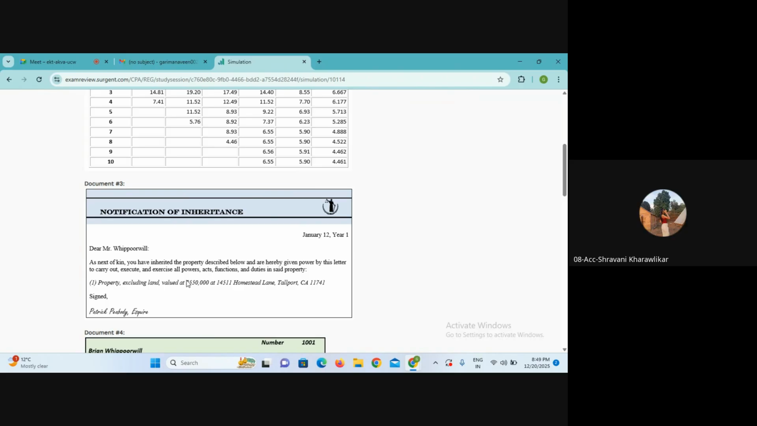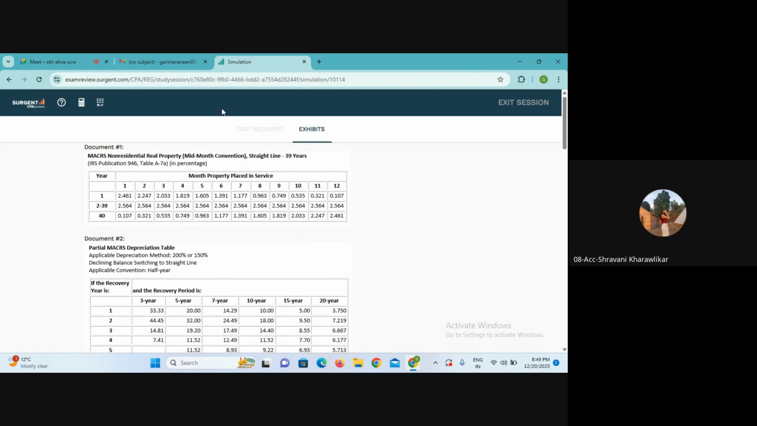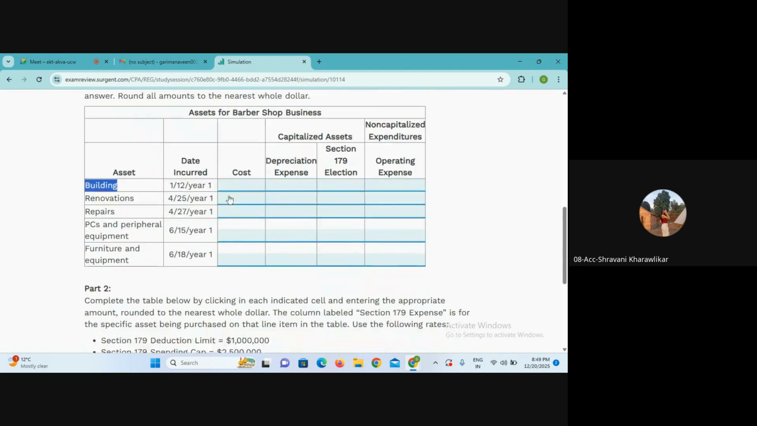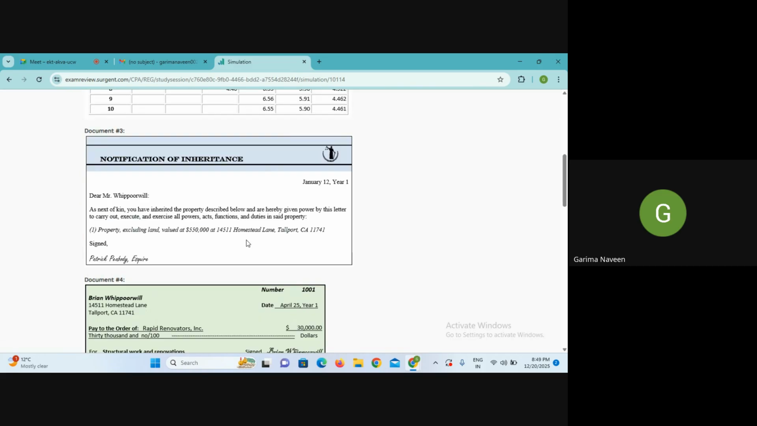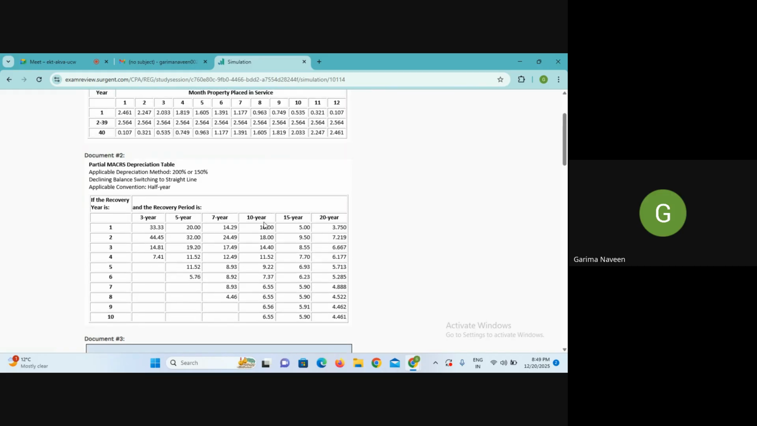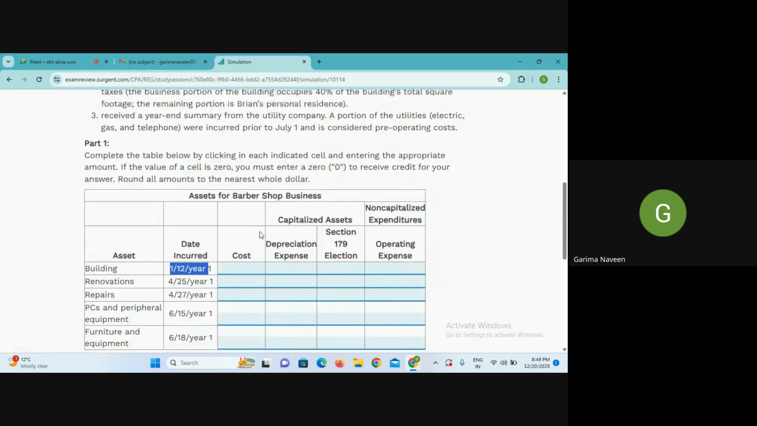So the property is valued at $550,000. This is the date, basically 12 January. So please check the date also. Okay, so 12 January, $550,000. So let's put this value here.